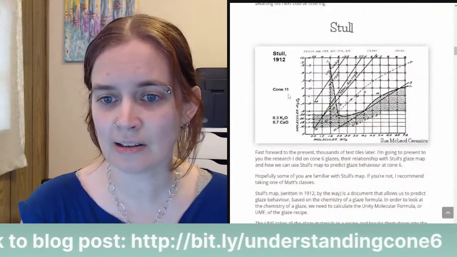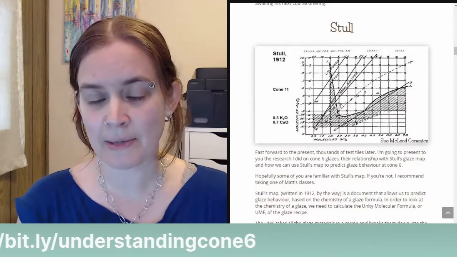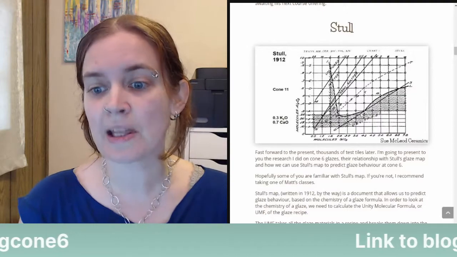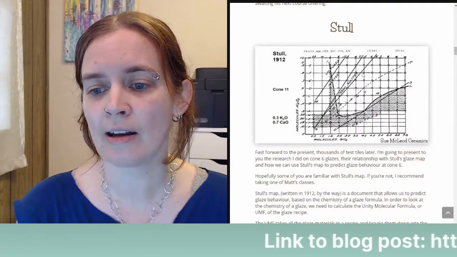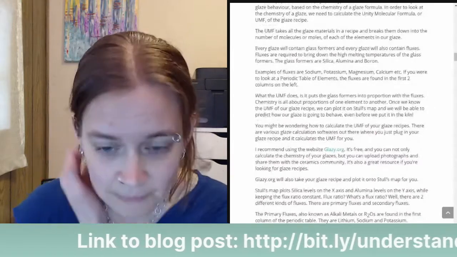So this is Stull's map here. You can take any glaze recipe, convert it to the unity molecular formula, and then you can plot it on this map here. So that's just what I was referring to there.